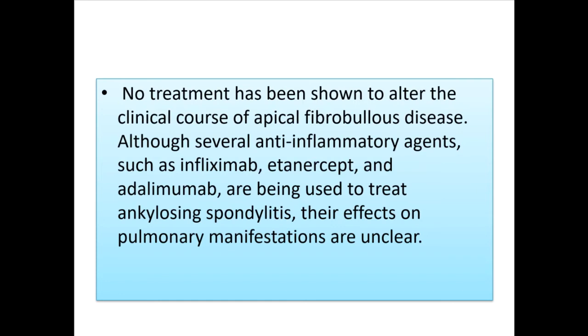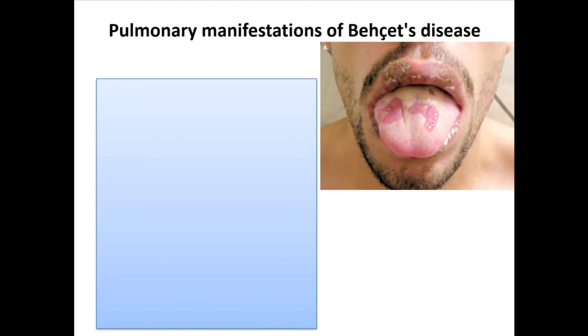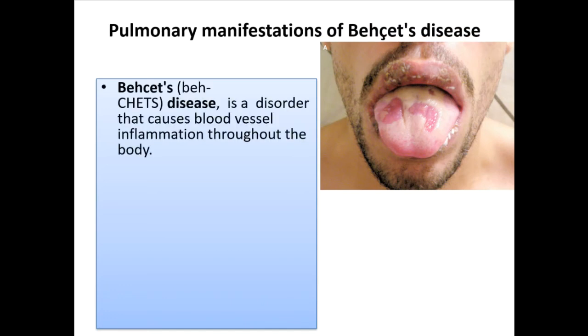Although several anti-inflammatory agents, such as infliximab, etanercept, and adalimumab, are being used to treat ankylosing spondylitis, their effects on pulmonary manifestations are unclear. Pulmonary manifestations of Behçet's disease. Behçet's disease is a disorder that causes blood vessel inflammation throughout the body.